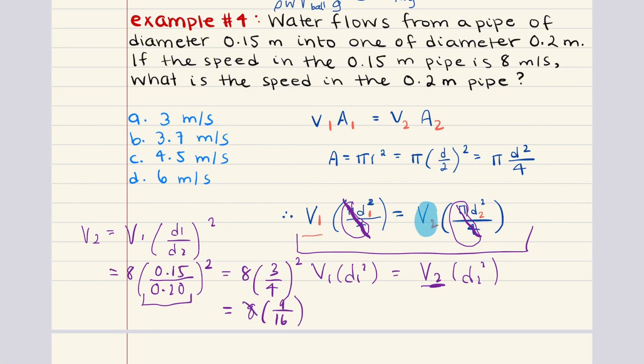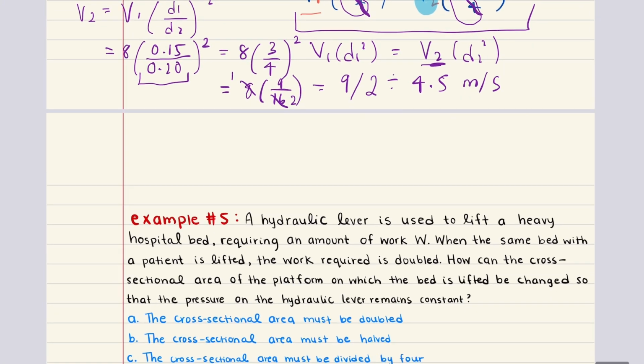Here, 8 and 16 are both divisible by 8, so if we divide both of these values by 8, we get 1 over here and 2 over here, and we're left with 9 divided by 2, which gives us 4.5 meters per second. And so the answer for problem 4 is going to be C, 4.5 meters per second. Wonderful. Let's move on to problem 5.